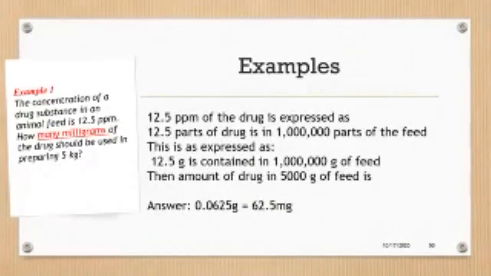But they want to find out how many milligrams will be found in 5 kg. 5 kg is equivalent to 5,000 grams. You can't just put 5 kg there because all the units are in grams. So we have to change the 5 kg to 5,000 grams and then determine how many milligrams would be found in that. Okay? We found that 0.0625 grams are found in every 5,000 grams of the feed. But the question asks for milligrams, so we just have to change the grams to milligrams, and we got 62.5 milligrams.